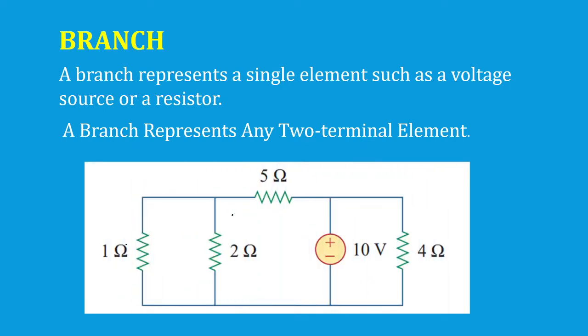Now we can see here, we have a 1 ohm resistor, a 1 ohm resistor, a 2 ohms resistor, a 5 ohms resistor, a 10 volts voltage source, and a 4 volts source. Now we can count how many branches are present here. 1, 2, 3, 4, 5. In total, we have 5 branches in the given network.